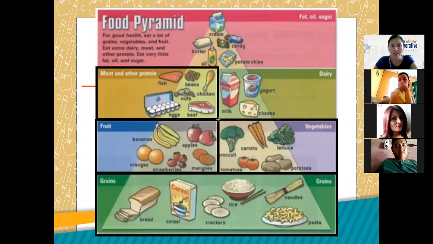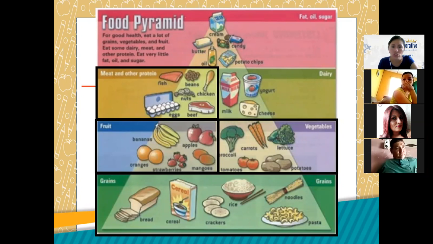So here we have the meat and other protein, right? So for protein, we have not only meat, right? But we have eggs, we have also beans, and we have nuts. Nuts son como esas semillas, ¿verdad? O nueces, cosas que podemos comer de repente poco, ¿verdad? No mucho, pero que no es una grasa tan dañina para el cuerpo, right?